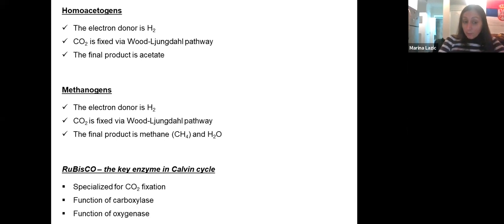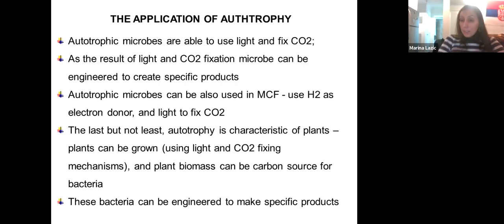And I gave here a few clues about Rubisco. I think it's way more detailed in the Word document. This enzyme is specialized for carbon dioxide fixation and has two functions, carboxylase and oxygenase. What you need for fixation is carboxylase. You don't want Rubisco to be oxygenase. And there are those details in the Word document that I uploaded.